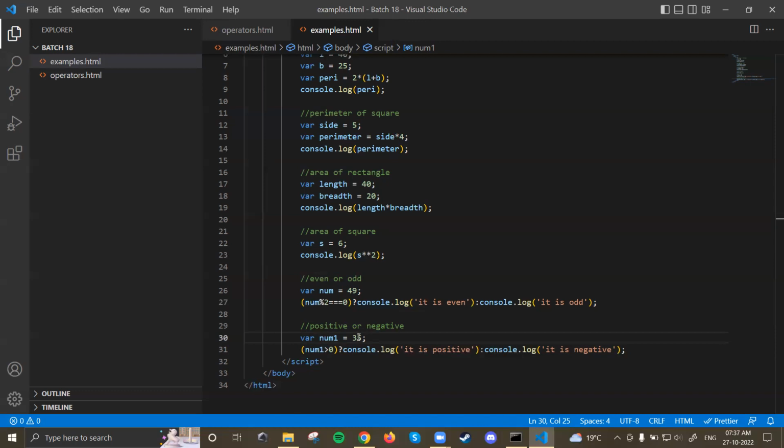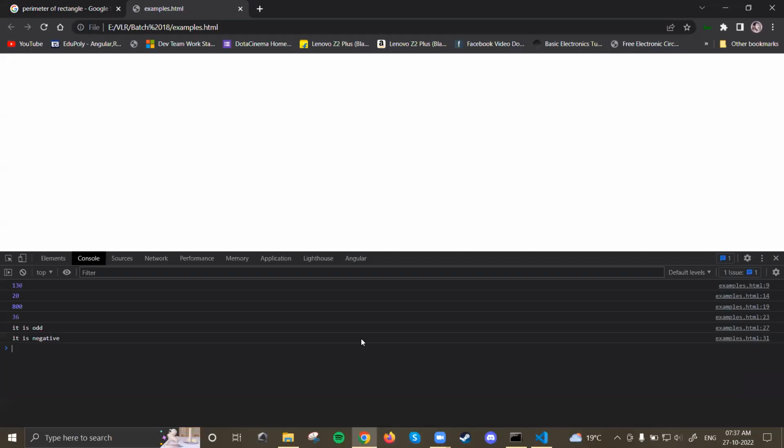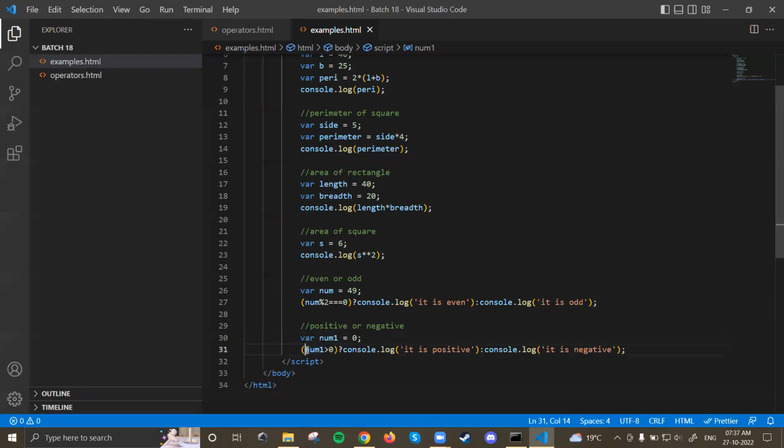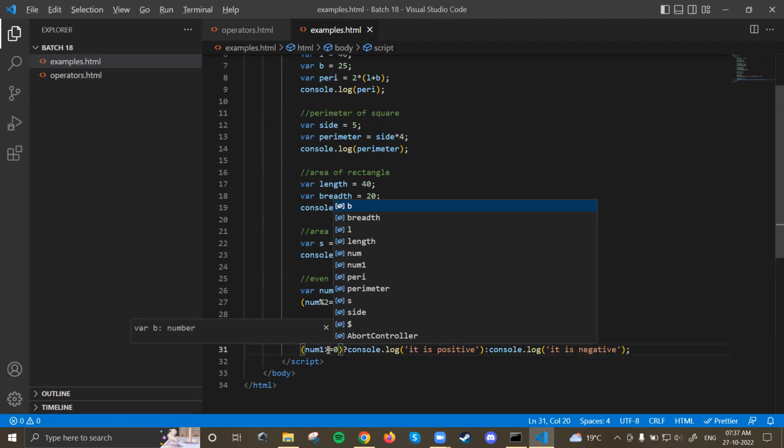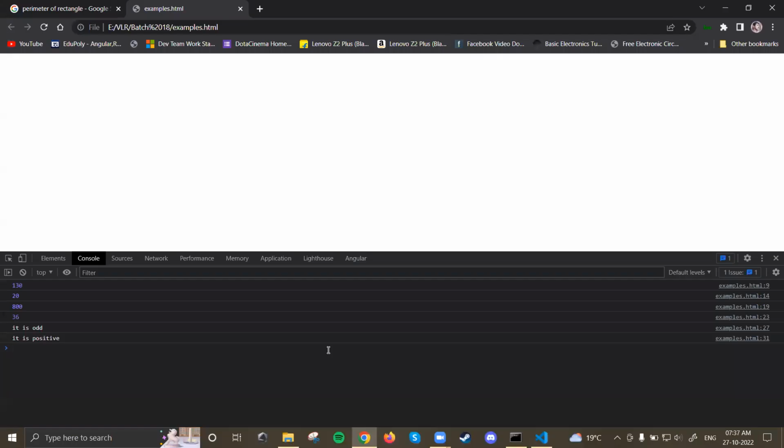Okay, fine. But what will happen if you put here 0? It will give it as negative because it is checking the number is greater than 0 or not. Okay, so it is up to you what you want to do with 0. If you want to put it as positive number, then what you can do is num1 greater than or equal to 0, then it will give us 0 as positive.